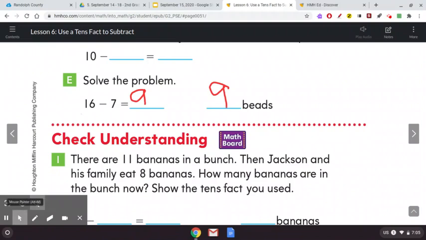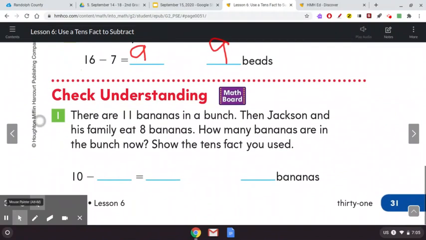Now we're going to check understanding. So it says you can use your math board if you'd like. So it says there are 11 bananas in a bunch. Then Jackson and his family eat 8 bananas. Okay. So how many bananas are in the bunch now? Show the tens fact you used.